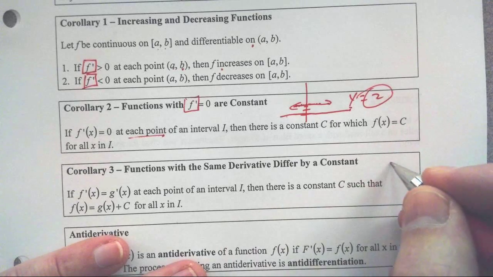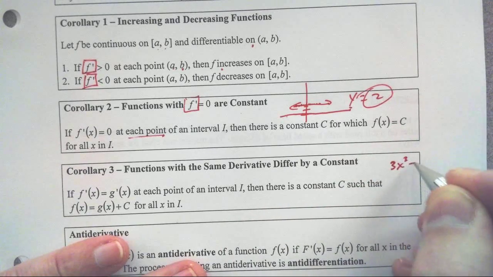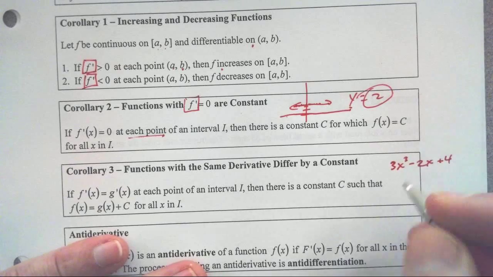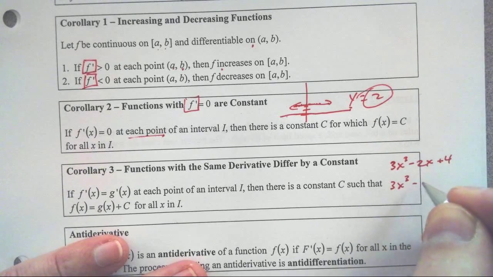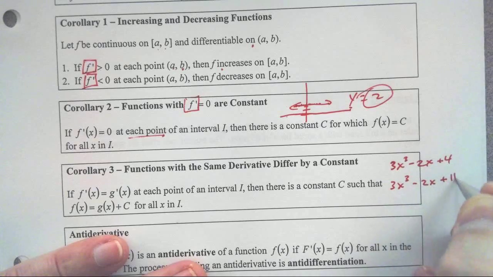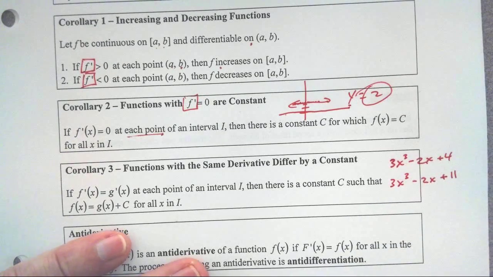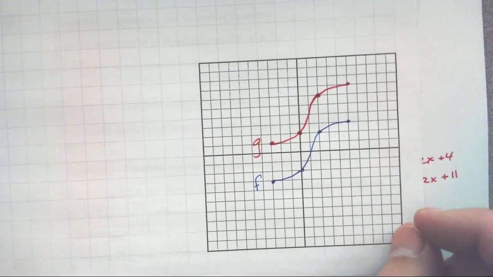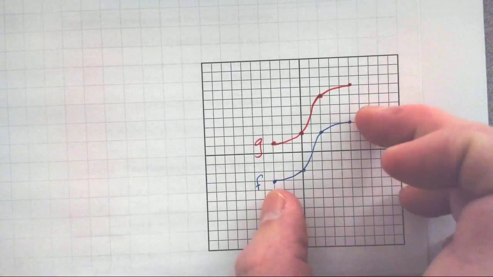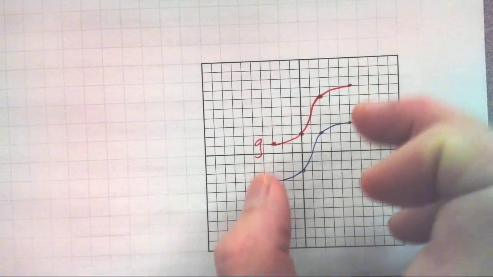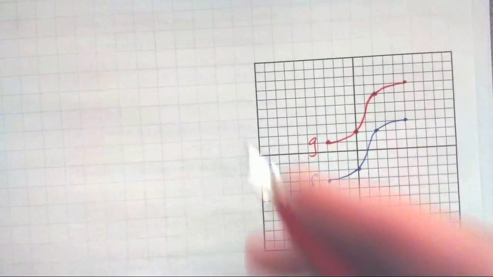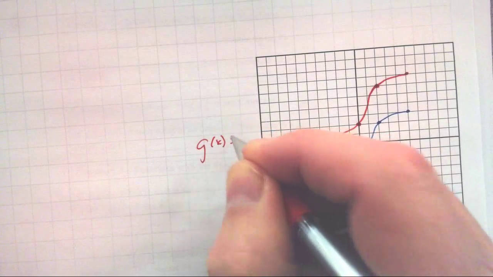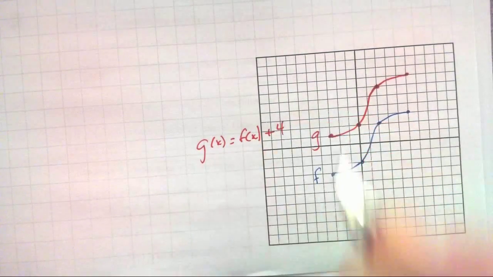That says, well, let's look at this one. 3x cubed minus 2x plus 4 and 3x cubed minus 2x plus 11. We quickly see those have the same derivative, 9x squared minus 2, but they are clearly not the same function. To look at a picture of that, here I've attempted to draw two identical functions other than g is four steps above f. We might say that g of x equals f of x plus 4.